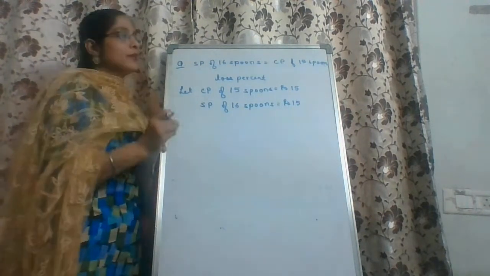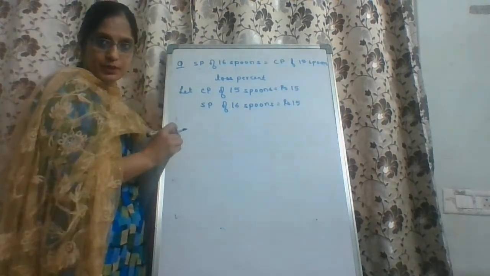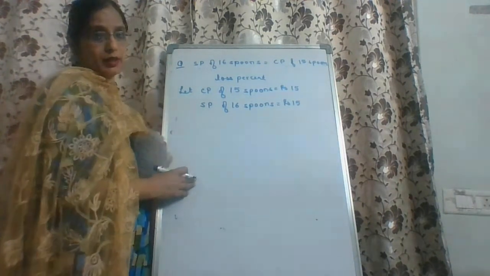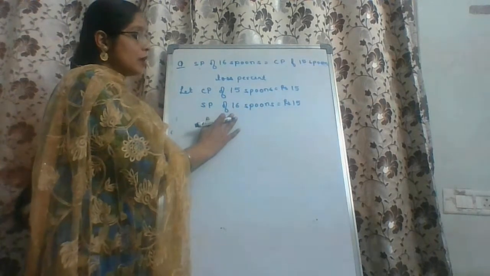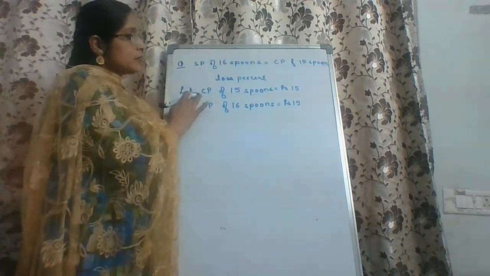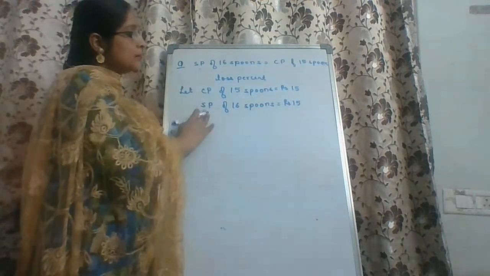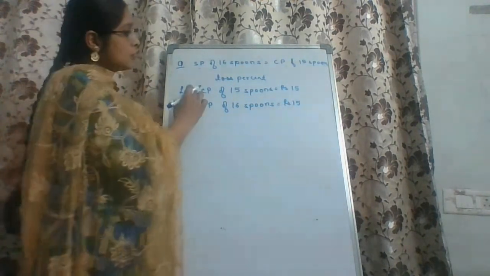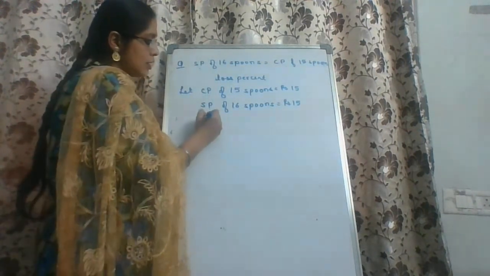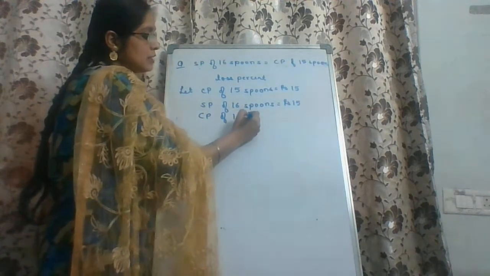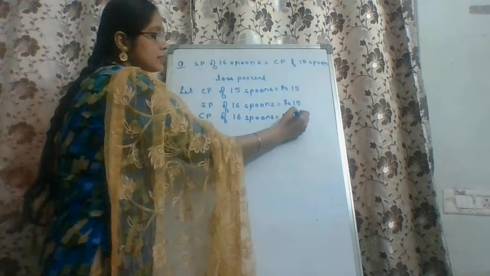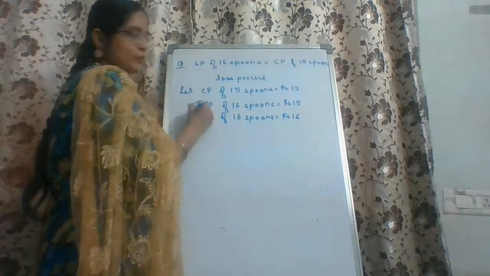But whenever I find gain or loss percent, the commodity we are finding has to be the same in number. Either it has to be 15 spoons or it has to be 16 spoons. But here, cost price is for 15 spoons and selling price is for 16 spoons. So, if the cost price of 15 spoons is 15 rupees, that means the cost price of 16 spoons is equal to rupees 16.